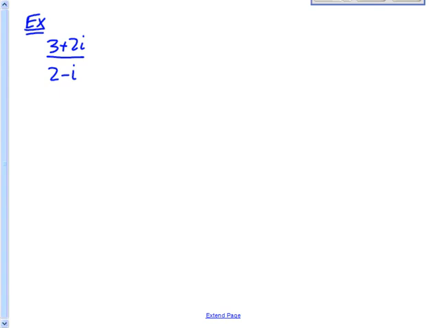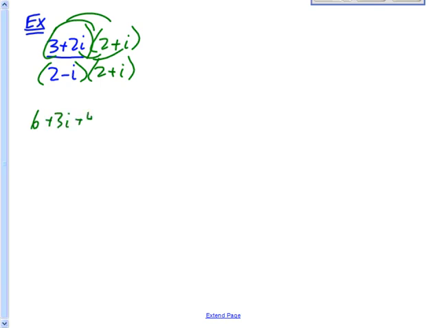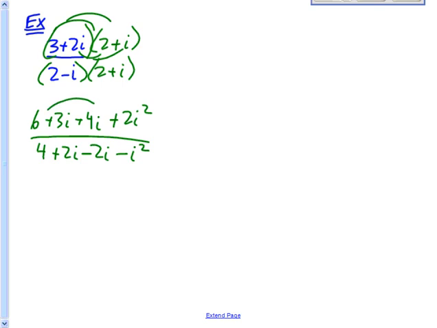You can pause it and try it before I do it. We're going to go ahead and multiply by the complex conjugate, 2 plus i, 2 plus i. Go ahead and first, outer, inner, last this thing, and the bottom there. Make the replacements and combine like terms.